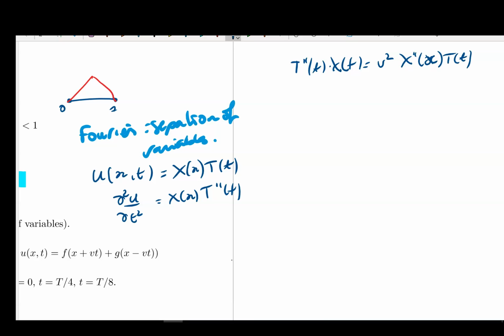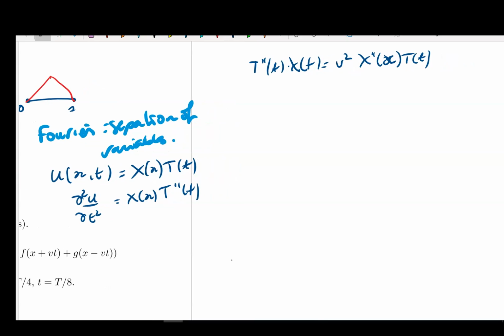Okay, and we're going to use the same ideas, meaning that we're going to put all the t's on one side. Let's put the v square with it. It doesn't matter if you put it on the other side, but let's do it this way. It's more common, I would say. But of course, if you put the v square on the other side, that's fine too. You will get consistent results, right?